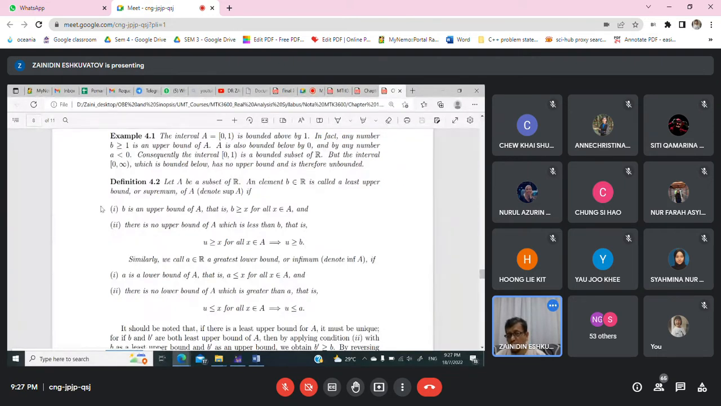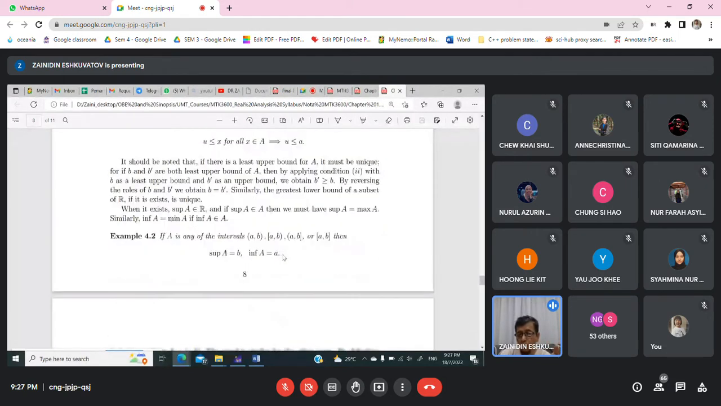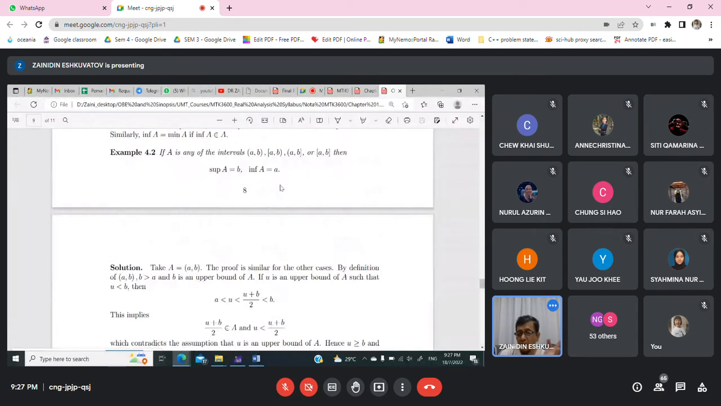In other words, b is called the supremum of A if for every very small epsilon, b minus epsilon is less than x for some x in A. There is another type of definition, but this definition is also a very good, proper definition. You can use it to prove how to find the supremum of A and infimum of A.